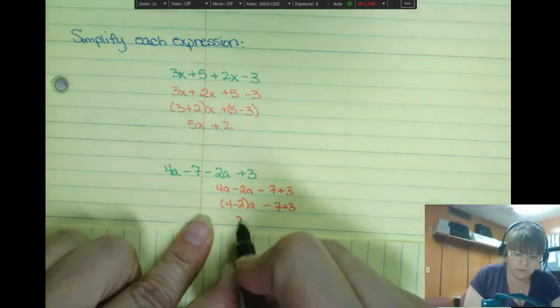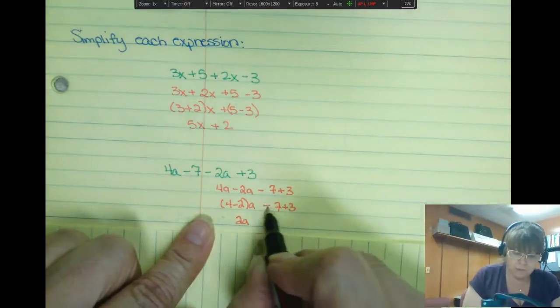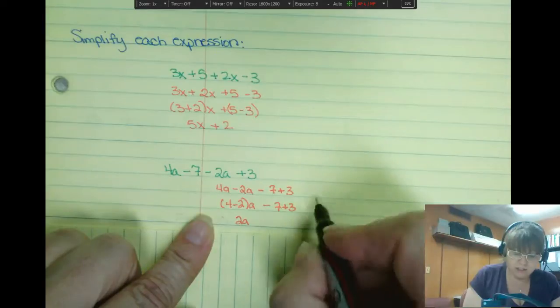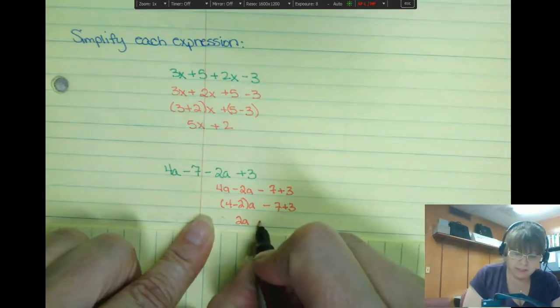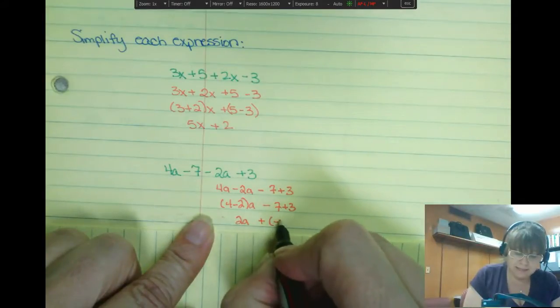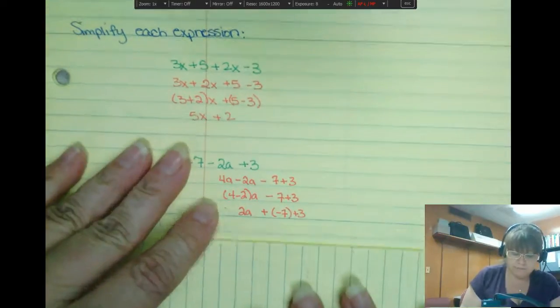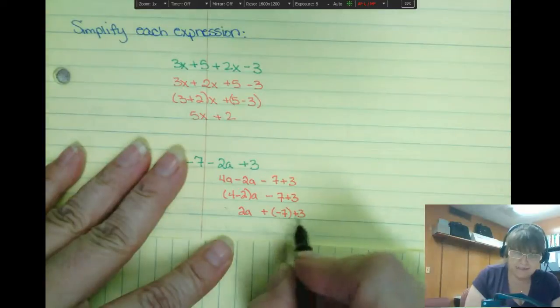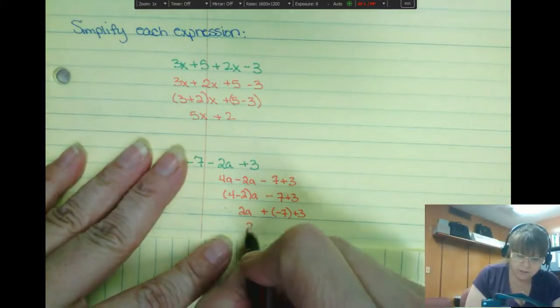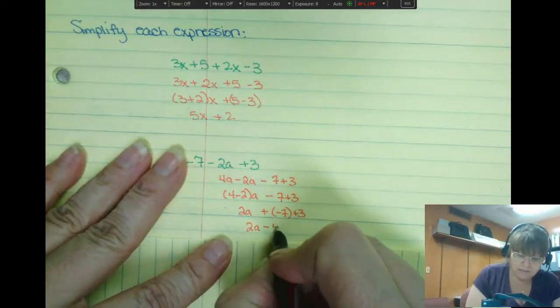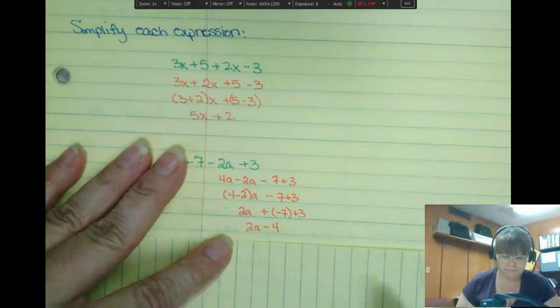4 minus 2 is 2a. I'm going to rewrite this as addition. So this would be plus negative 7 plus 3. So I take the difference and give the sign of the larger. So 2a minus 4. And I'm done.